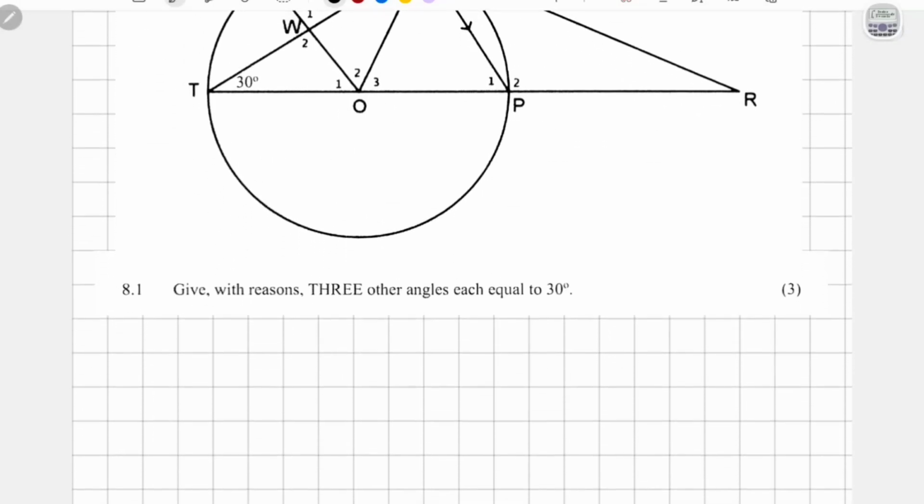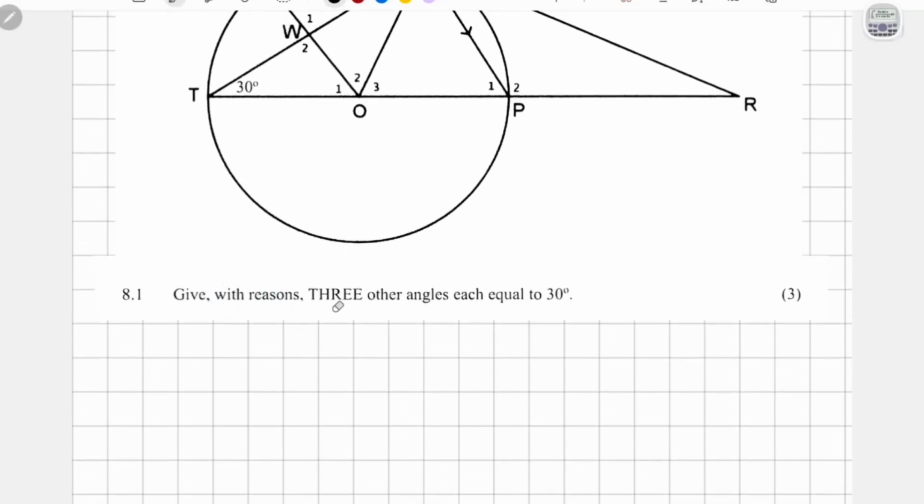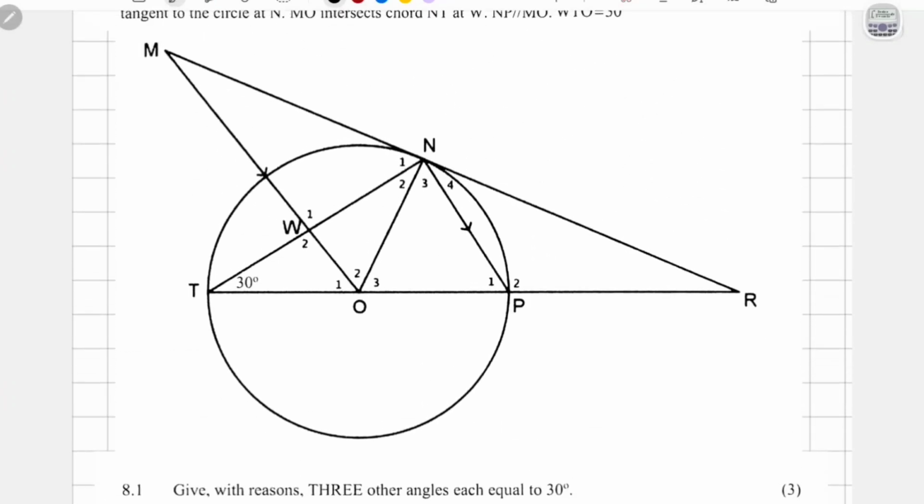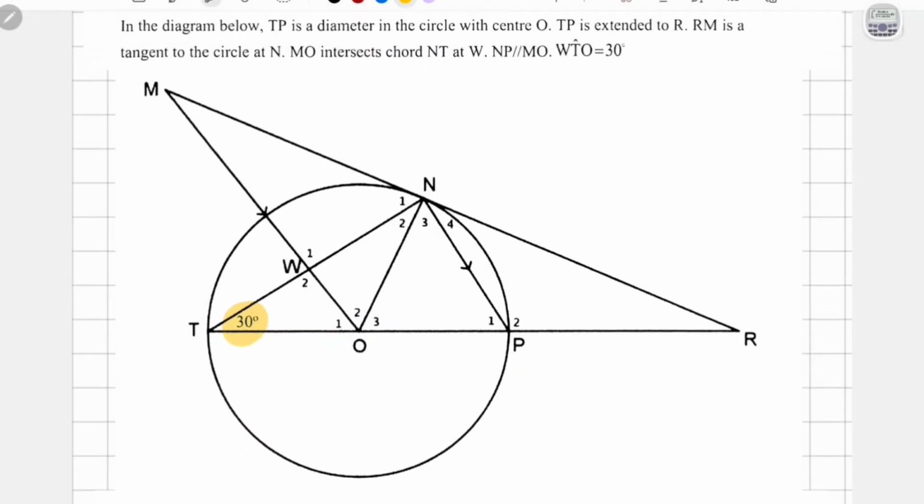Okay, so the first question is, give with reasons 3 other angles equal to 30 degrees. So here is 30 degrees. Let's see 3 other angles that would be equal to it. So we just have to look at, there's possibly angles that are directly equal to this. Okay, so this is at the circumference. So angle at the circumference. So let's think about that. I see we have an angle at the center, but that's not really helpful. Okay, supported by the same chord.